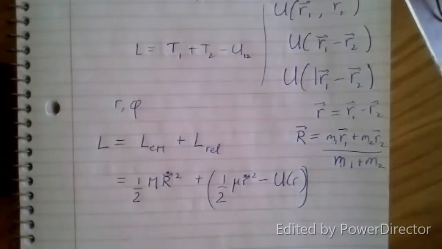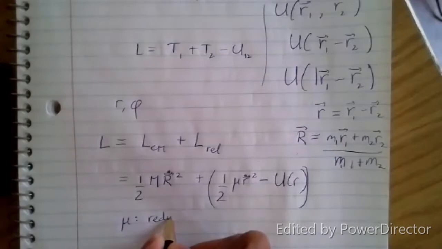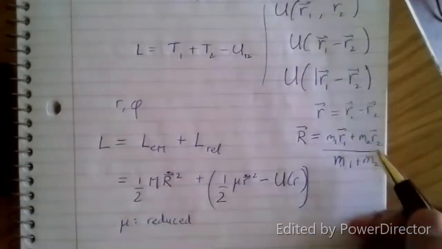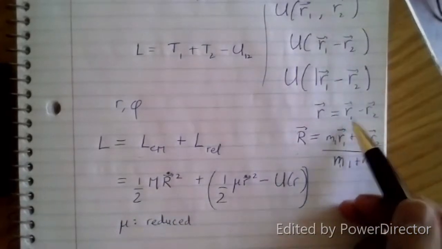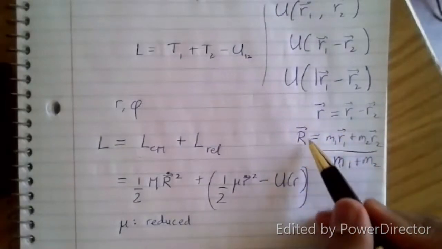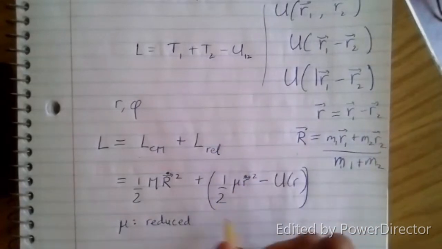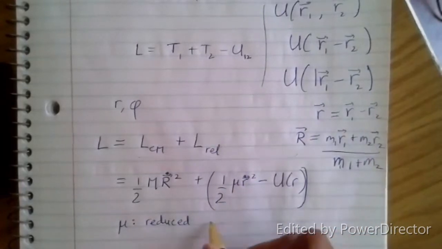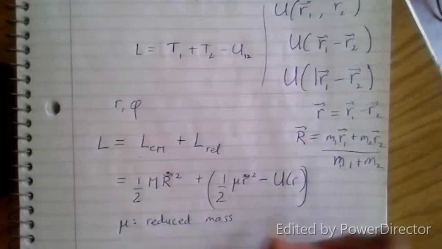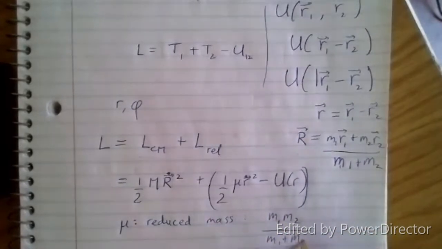Sorry, quick question. What is mu? So mu is the reduced mass. So in the process of switching from R1 and R2 to these two, because of the presence of the masses in the position of the center of mass, it turns out that the mu here is the reduced mass, which is basically M1 times M2 over M1 plus M2.